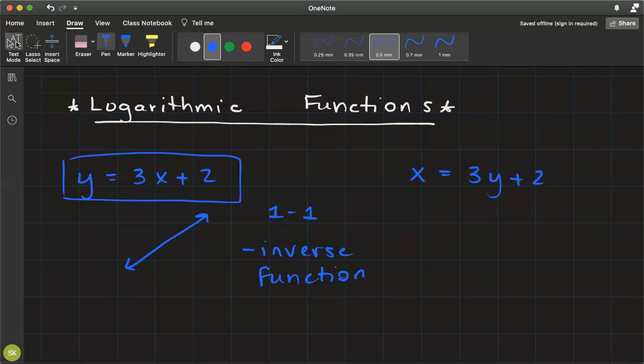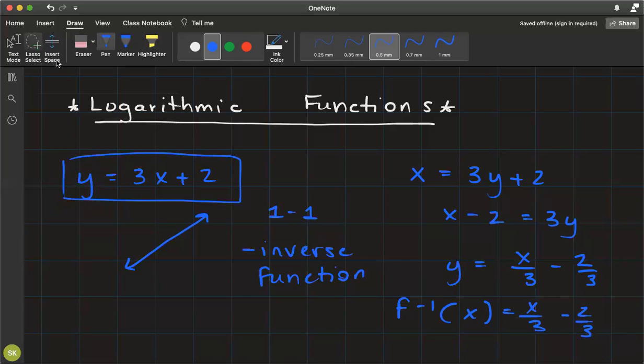So we move the 2 to the other side, and then divide by 3. And so this is the inverse function, and we usually label it as f inverse of x is x over 3 minus 2/3. This function is also a line, and it's 1 to 1.